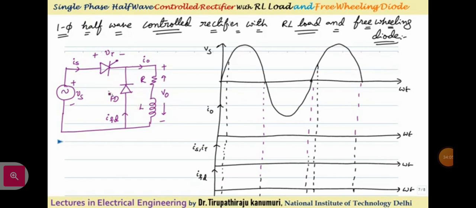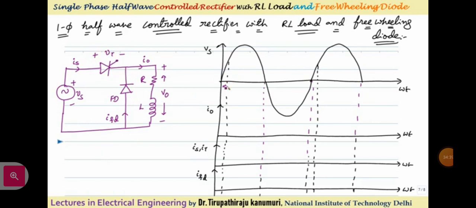So I have connected one freewheeling diode like this. During normal operation, we are firing at angle alpha. At the instant of firing, you can see this Vs upper plate is positive and lower plate is negative, so this thyristor is forward biased. Across the freewheeling diode, Vs negative is connected here and plus is connected here. That means the freewheeling diode is reverse biased. That's why the freewheeling diode acts as an open circuit and only the thyristor is forward biased.